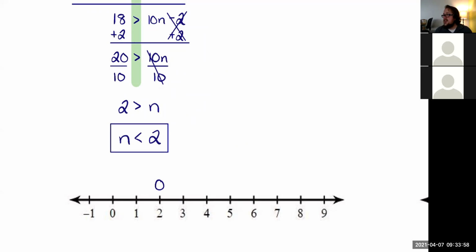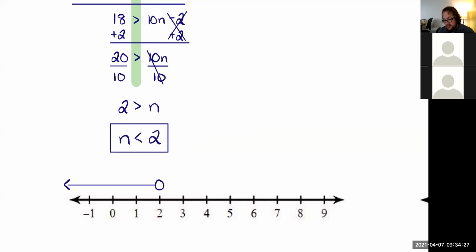And then which way do I shade? To the left. And hopefully it doesn't shock you, because any number in that direction, 1, 0, -1, all the fractions and decimals in between those values as well, all of those values are considered to be less than 2. 2 isn't less than 2, so we didn't include it. And then everything to the right is greater than 2, so that's excluded as well.